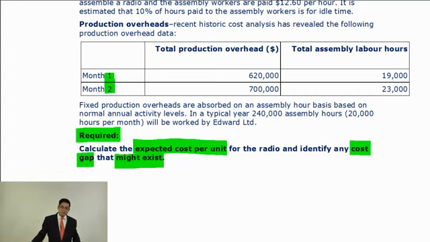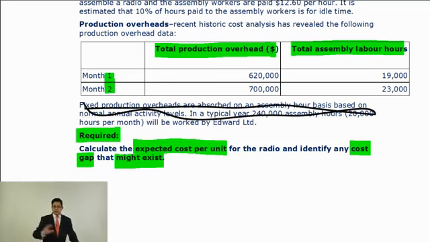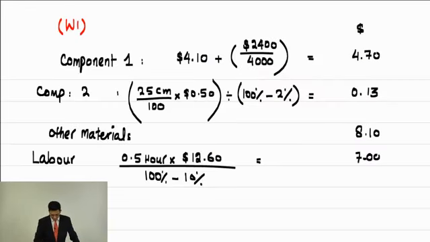High-low method. Okay? We are given for each month total production overhead cost and total assembly labor hours. Okay, so we are given $620,000 and 19,000 hours and $700,000 and 23,000 hours. When it's given without reading any further information, I will read it, okay? Not to worry, I promise I will read it. First of all, look at the high-low analysis. High-low, how does it work? Here are some of the steps of the high-low method.